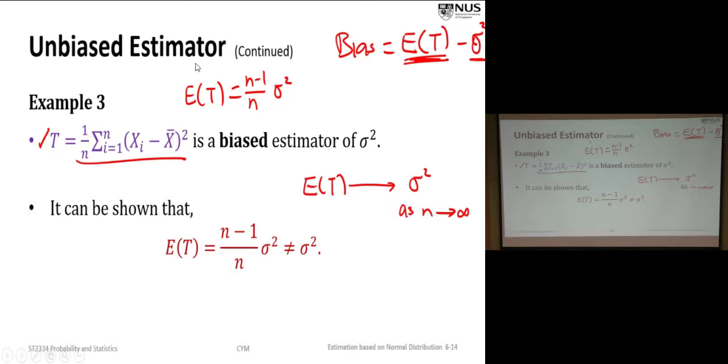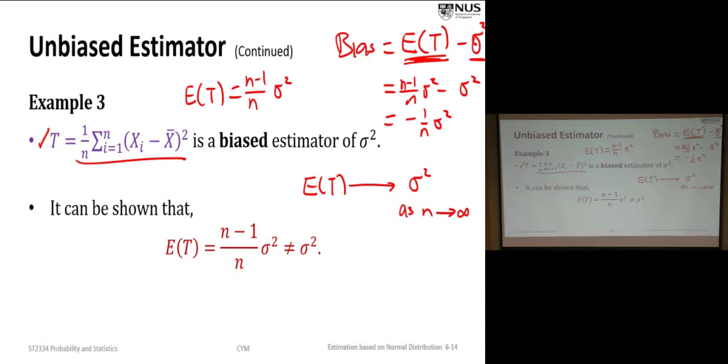So you can see that the difference in this example 3 is n minus 1 over n sigma square minus sigma square. So the answer is minus 1 over n sigma square. The bias is minus sigma square over n. So what does that mean? It means that this estimator T, on the whole, underestimates sigma square by a bit. By how much? By 1 over n sigma square.